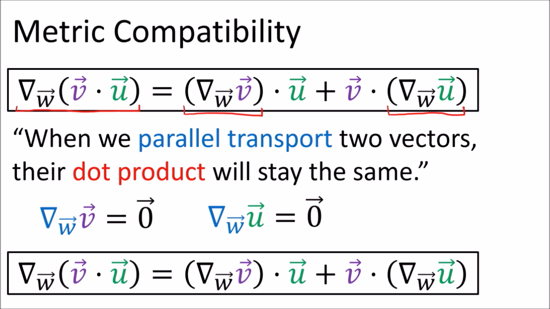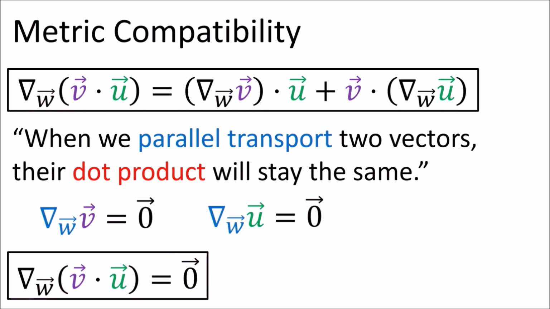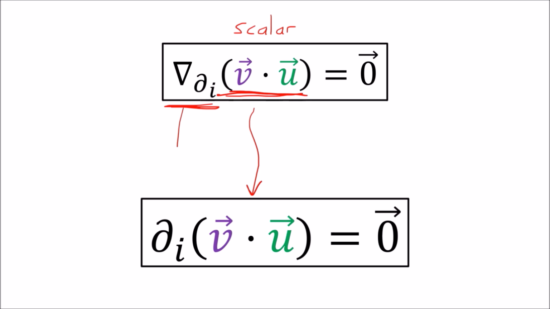So if we take this metric compatibility property and these parallel transport conditions, this means that this goes to 0 and this goes to 0. So the entire right-hand side here goes to 0. And that means that the covariant derivative of the dot product is 0. Or in other words, the dot product stays constant. And remember, since the result of a dot product is just a scalar, the covariant derivative of the scalar is just the partial derivative of that scalar. That was one of the 4 properties of the covariant derivative we stated earlier.